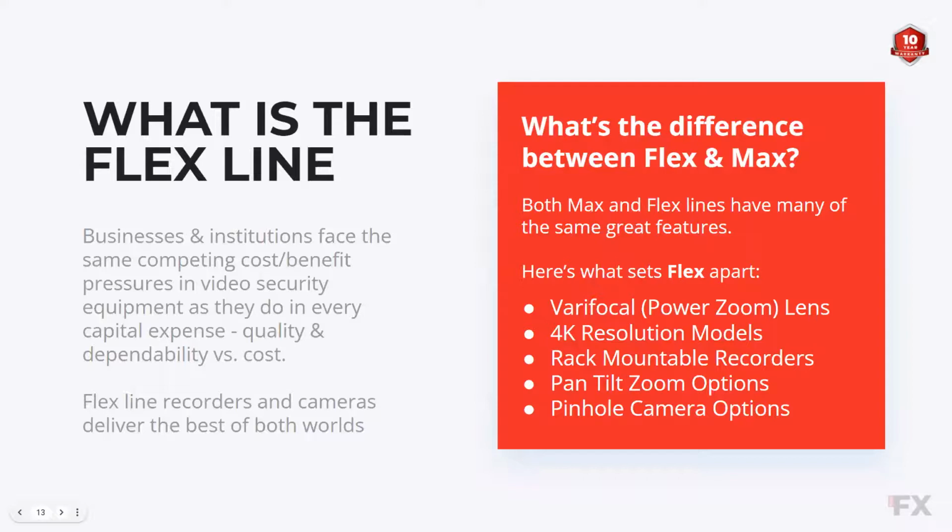So what's the difference between a Flex and a Max? Again, have many of the same features, but now here you're going to find varifocal lenses. You're going to find up to 4K resolution cameras, rack mountable recorders, and then pan, tilt, and zoom options, along with pinhole camera options as well.